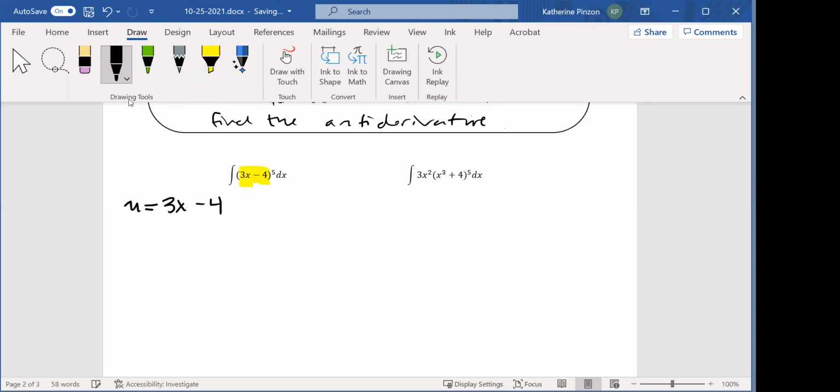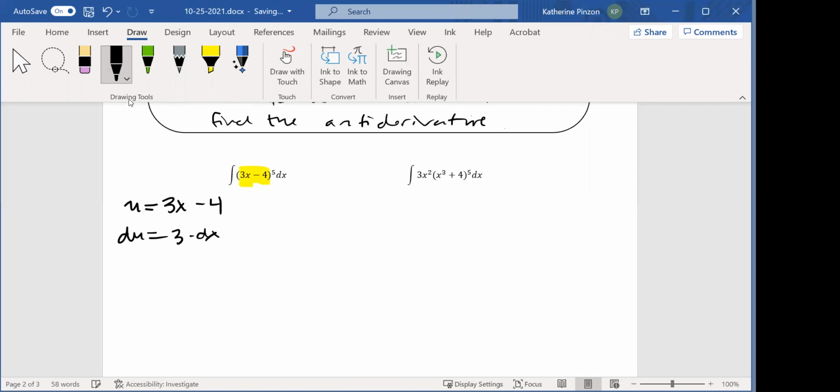So my step 1 is pick my u. Step 2, take the derivative of that function, right? So ignore what's in your integral now, and take the derivative of that u that you picked. So what's the derivative of 3x minus 4? 3 dx. Yeah.